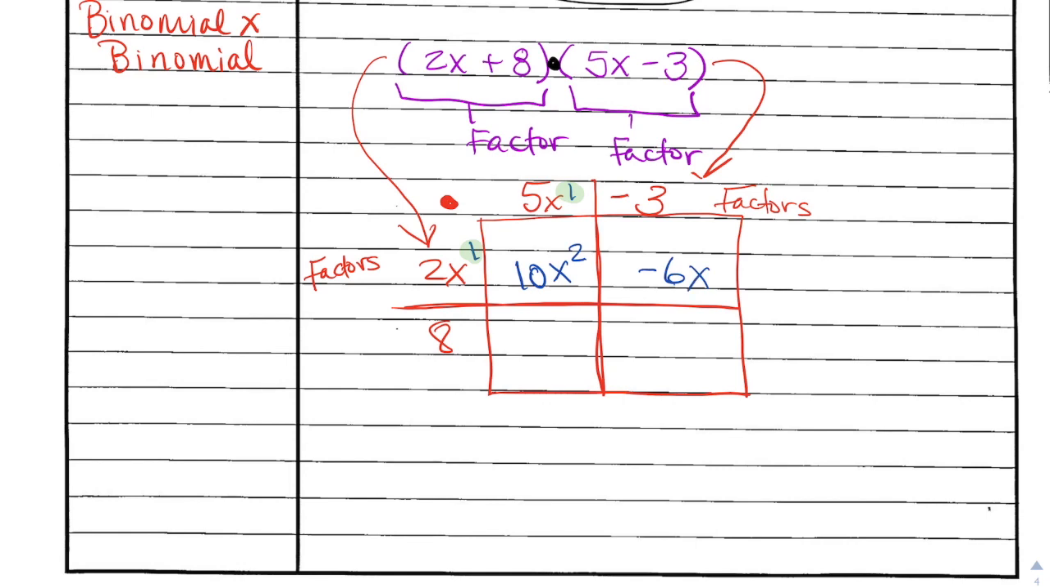I'm going to do that process again. 5 times 8 is 40, and don't forget the x next to the 5, so 40x. And then 8 times negative 3, right? 8 times negative 3 is negative 24.